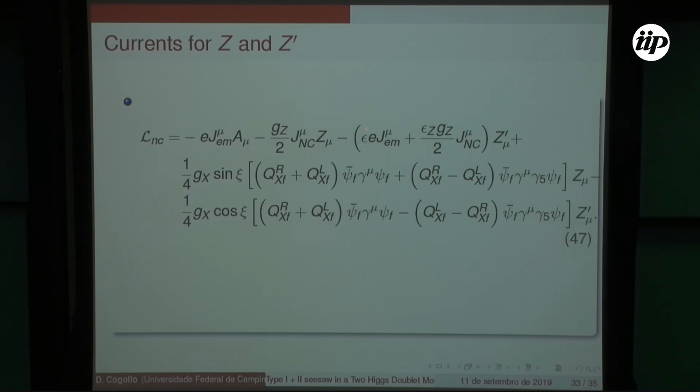If we set this parameter equal to zero, then the Z prime boson interacts in the same way as the Z boson with the fermions, but modulated by this parameter. In this case, the Z prime boson is called the dark Z boson.